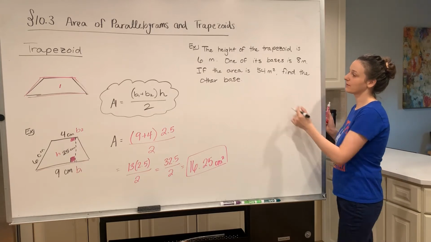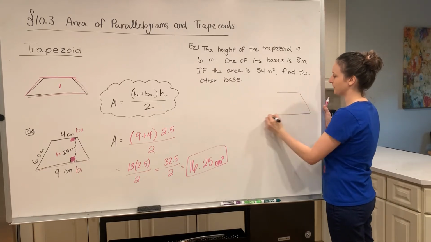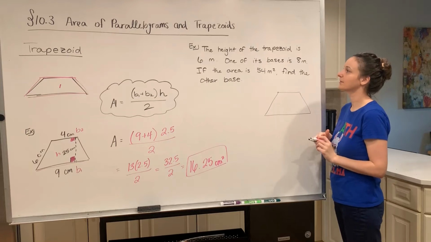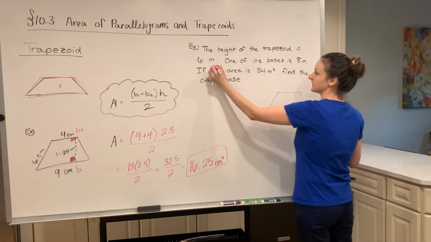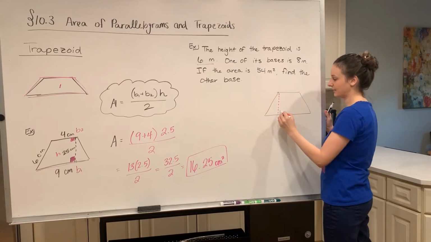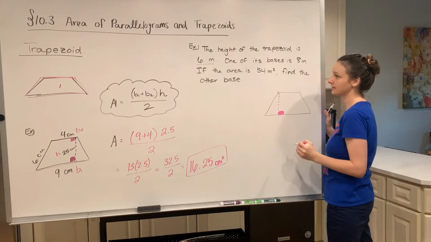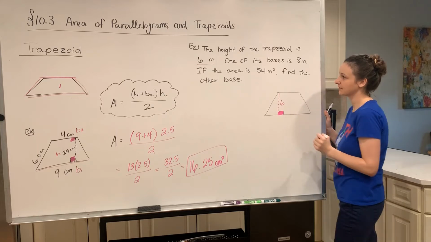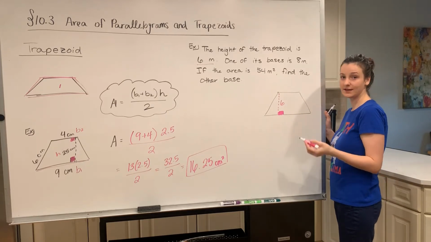So when given a word problem, I think it's best to always draw your picture and fill in with what you know. You know that the height of the trapezoid is 6 meters. So we can draw our height line as our reminder. The height is going to be 6 meters. One of the bases is 8 meters.